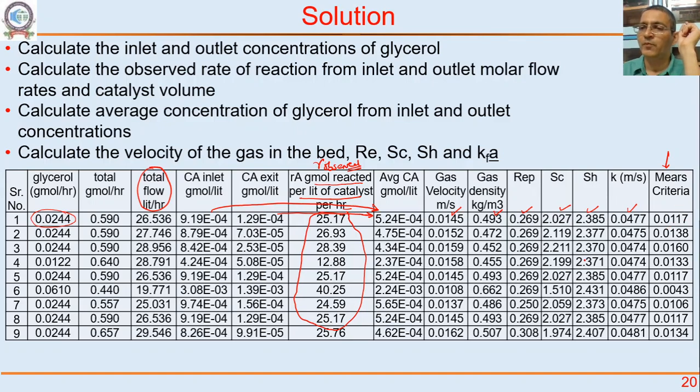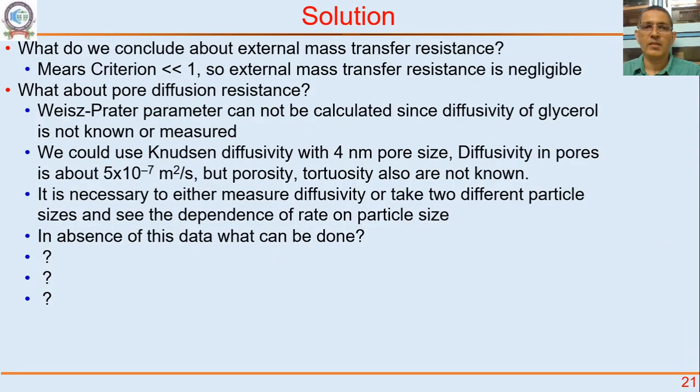Right. What does this tell you? Mears criteria values are far less than 1. What does it mean? External mass transfer is not important. When I say not important, it means it is not limiting. External mass transfer resistance is negligible.